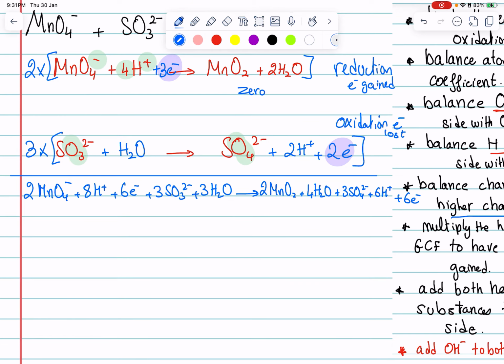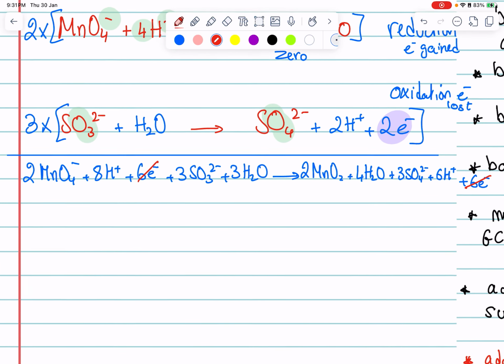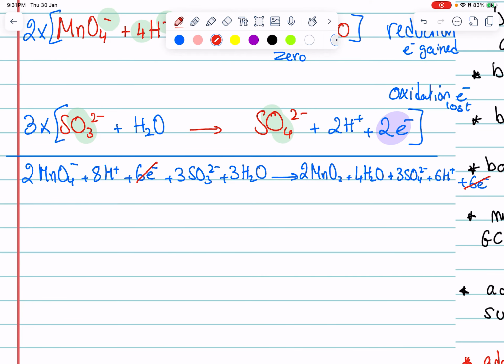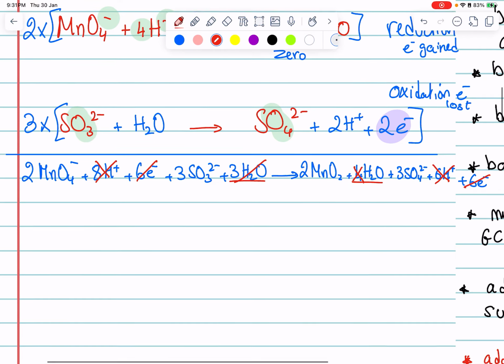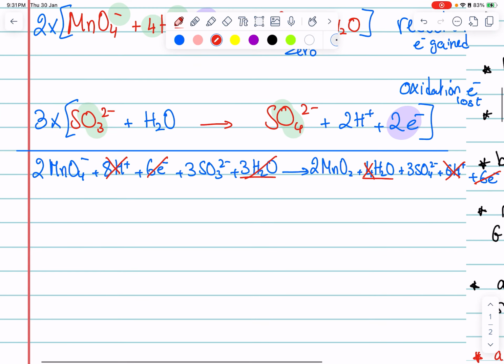Now, before we move on, we cancel out the substances that are common. So here I have 4H2O and here I have 3H2O. So they cancel out and 1 H2O remains. And I have 6H plus and 8H plus, 2 remains. So I'm going to write it out again.